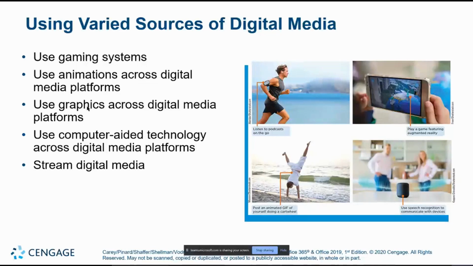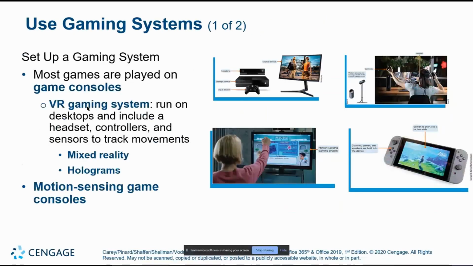So next we're going to look at using our many available sources of digital media. And so we look at gaming systems. We've talked about these plenty. You've got virtual reality, mixed reality, holograms, motion sensing game consoles. You've had the Wii, the Switch. These are things we're all very familiar with. Even your phone does some degree of motion sensing for games. So this is so ubiquitous that I don't want to spend too much time talking about it.